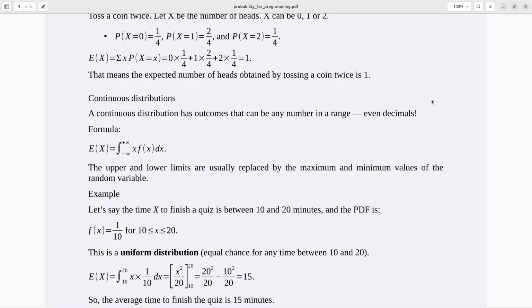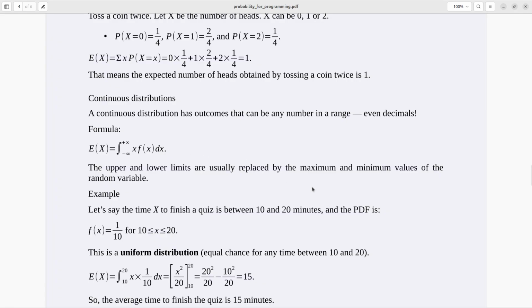Okay. So how about continuous distribution? Let us see here. A continuous distribution has outcomes that can be any number in a given range. So even if the result is a decimal number, it is also allowed. So the formula is the counterpart of the discrete case, okay. Instead of doing addition, we do the integration from negative infinity to positive infinity, okay. And the thing to be integrated is just this one, x times f of x, okay. And the lower and upper limits are usually replaced by the maximum and minimum values of the random variable. So we don't always need to handle infinity symbols all the time, okay.